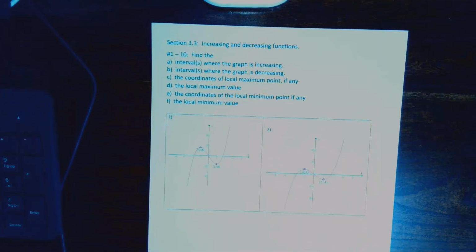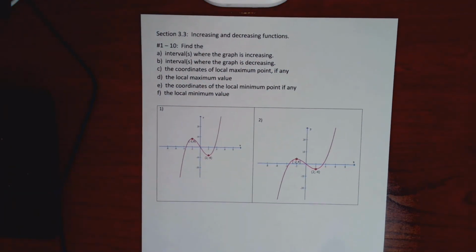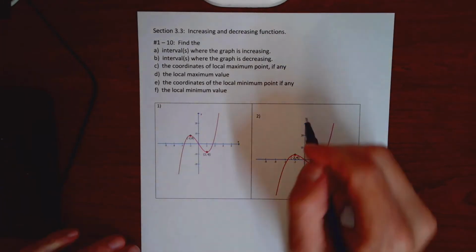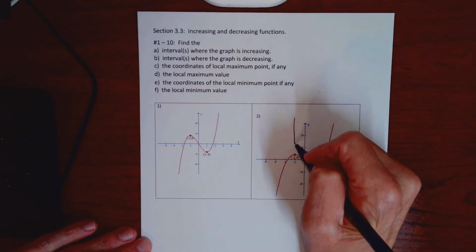So for each of the problems between 1 and 10, I give you graphs. We need to find out where the graph is increasing, intervals with round parentheses, where the graph is decreasing, intervals with round parentheses, the coordinates of any local maximum point, the local maximum value, the coordinates of any local minimum point, and the local minimum value. How do I do that? I start off by breaking the graph into regions.